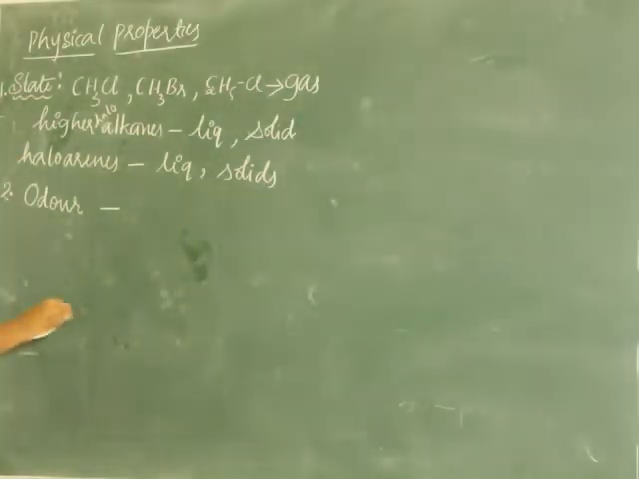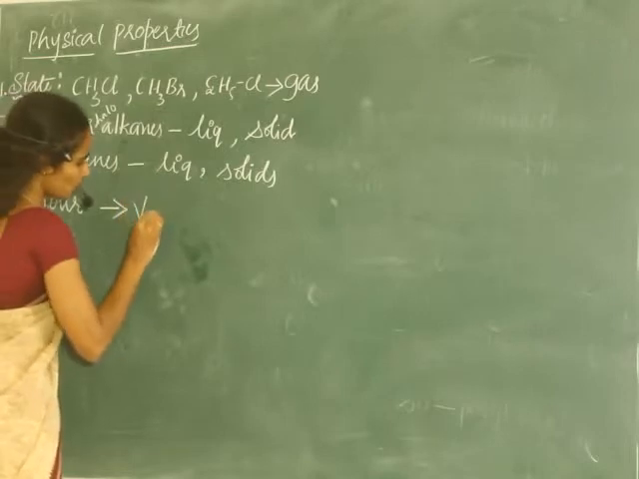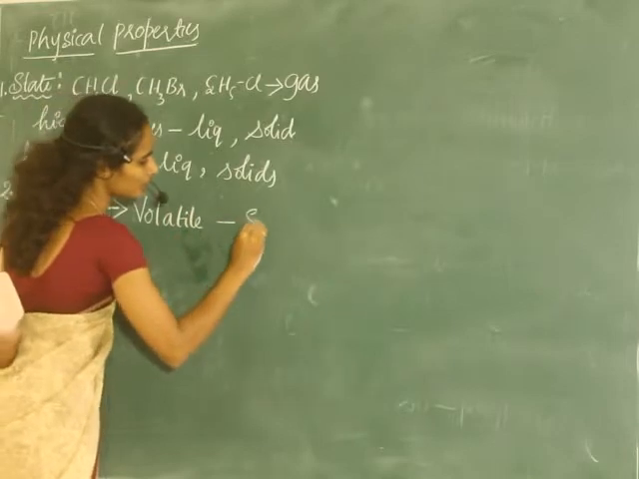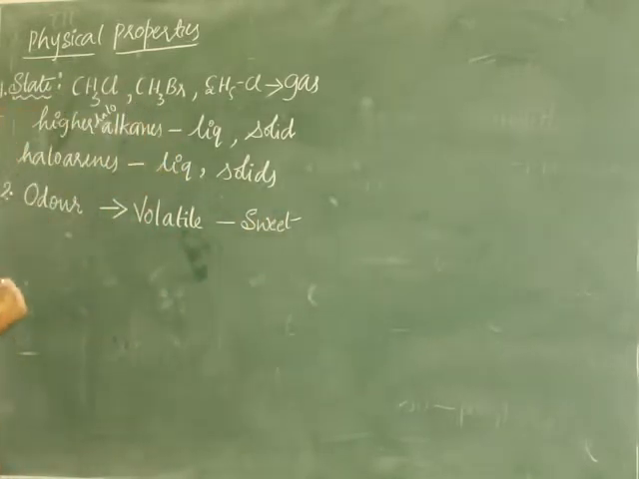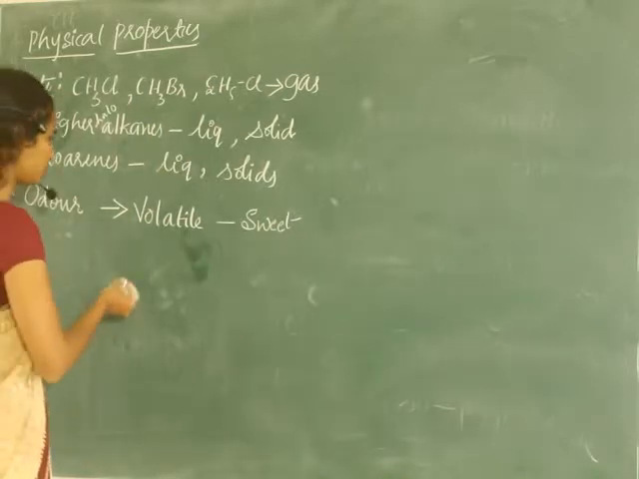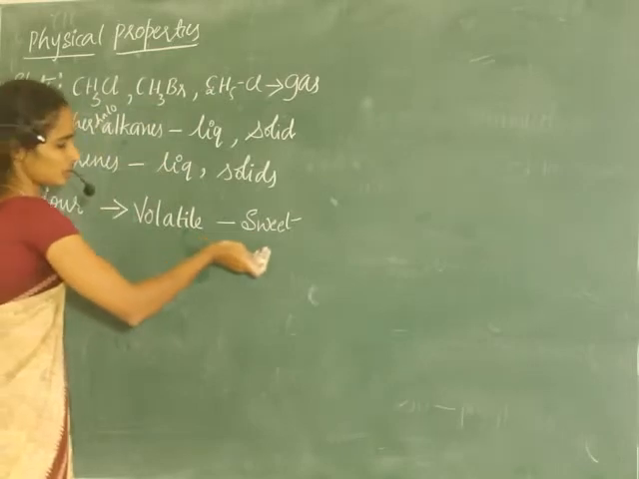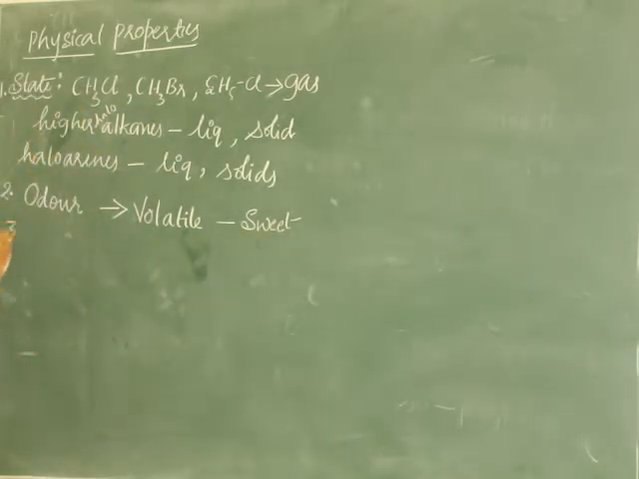In odor, some volatile compounds give a sweet smell or sweet odor. Okay, volatile compounds give sweet odor. The third one is color.